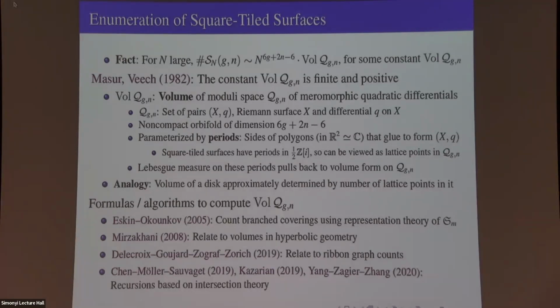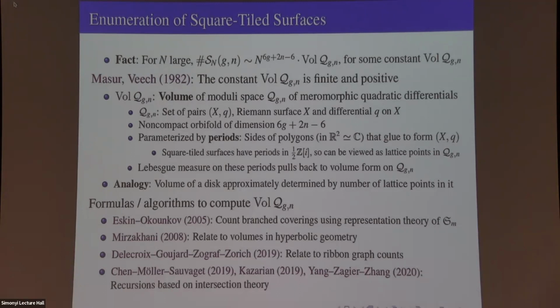And now I've put in periods. I put in these lengths. So I've basically taken my moduli space and mapped it to C to the n, some complex space. The complex space has some measure on it, and by pulling back that measure, I get a volume form on this moduli space. And this Vol Q_{g,n} is the volume of the moduli space with respect to the volume form.